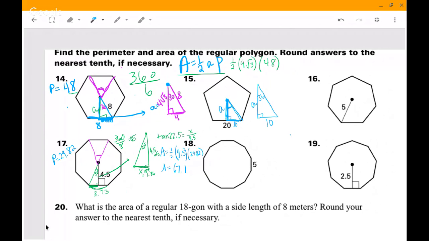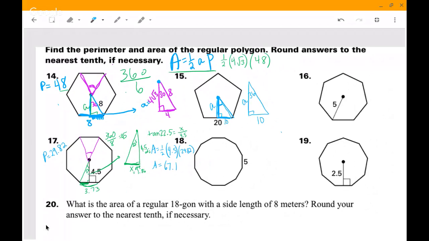You may have said it. I heard you say something, but it was really quiet. I couldn't understand. Tangent? Yes. Tangent, because it would be the opposite and the adjacent. So tangent 36 equals opposite over adjacent.